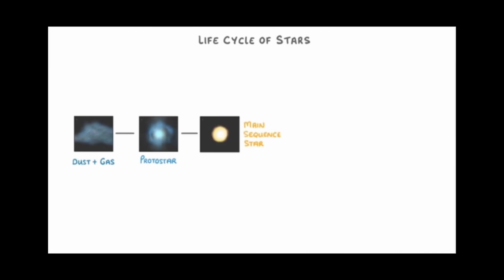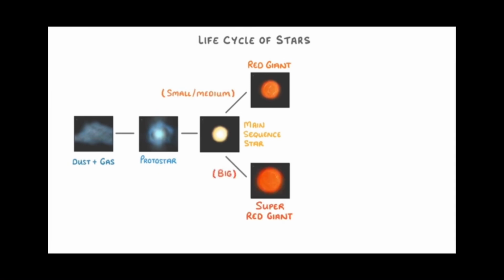To recap everything, stars initially form from clouds of dust and gas that slowly come together under the attractive force of gravity to form a protostar. When the pressure and temperature get high enough, nuclear fusion takes off and we transition to a main sequence star. After a long time, often billions of years, the star exhausts its hydrogen supplies and becomes either a red giant if it's a small to medium size, or a red supergiant if it's a big star.